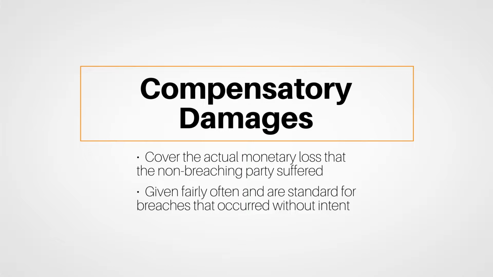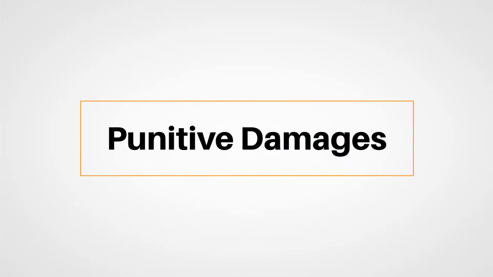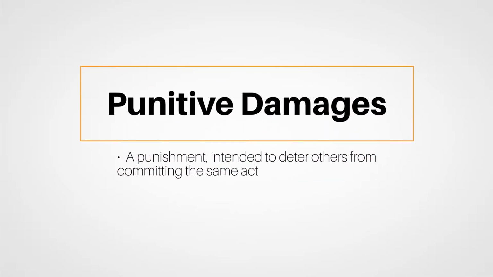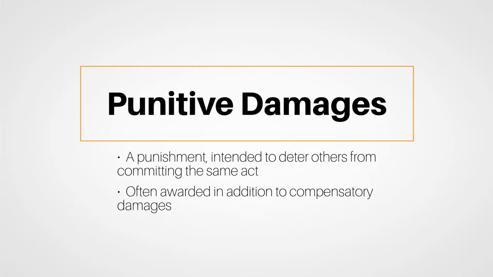But if the breaching party acted with intent to harm, punitive damages can be applied. Punitive damages are a punishment, and they're also intended to deter others from committing the same act. Punitive damages are often awarded in addition to compensatory damages.